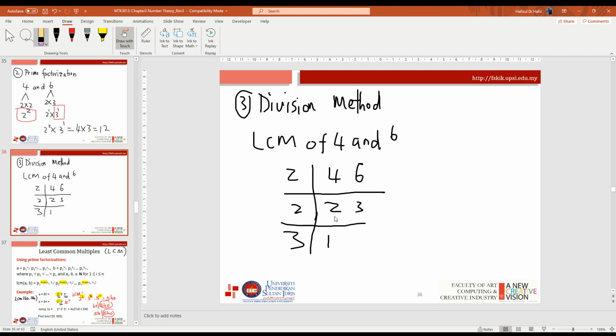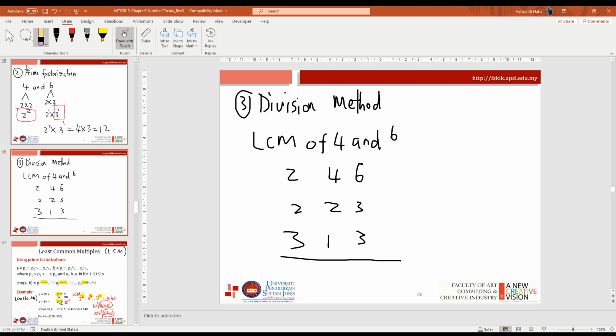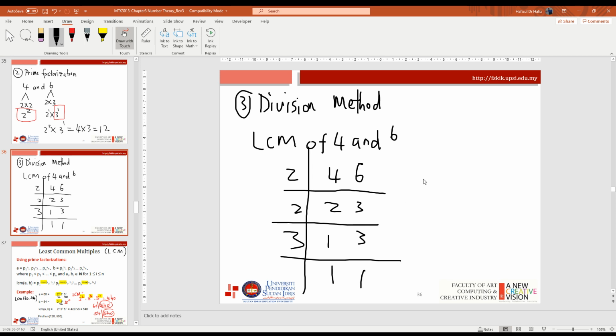Dividing by 2, 2 multiplied by 2 is 4, and 2 multiplied by 3 is 6. Okay, and then 3 divided by 3 is 1, and 1, 1. Okay, the LCM for 4 and 6, we got 2 multiplied by 2 multiplied by 3, which is equal to 12.